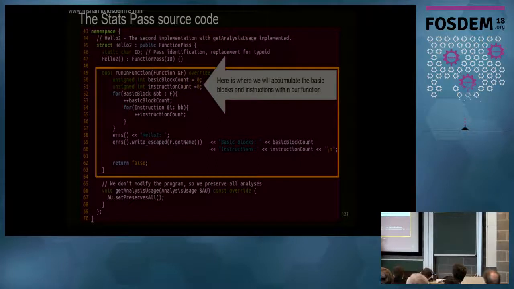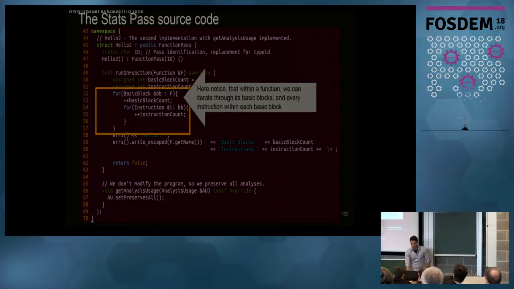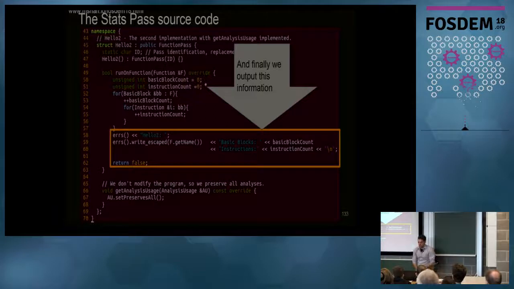I'm going to create two integers to keep track of the basic blocks and the instruction counts. And then for each function, I'm going to iterate through each basic block. And within each of those basic blocks, iterate through the instructions. Okay, so once I have a function, I can sort of keep working down and drilling to smaller granularities. I can't really work up as well. And once I have that information, I'll print it out, the basic block count and the instruction count. So this is a common pattern you'll see.